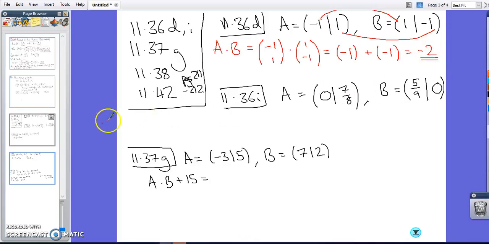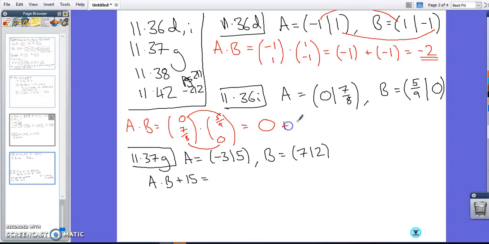11.36 asks us to multiply these two vectors together. So we have 0 and 7/8 times 5/9 and 0. So if we multiply these top two together, 0 times anything is of course 0. I hope you didn't make the mistake of writing 5/9. And 7/8 times 0 is again 0. So we have 0 plus 0 is equal to 0. And this is quite a special case, and it has a special meaning, which we'll talk about in later classes. But just note that a dot b can be 0, and it can be something special.